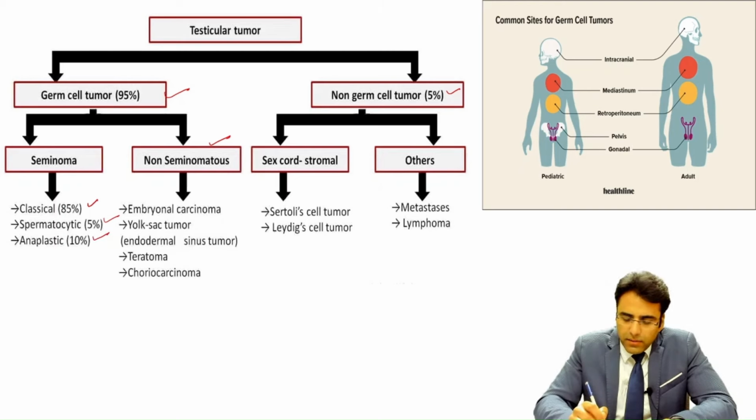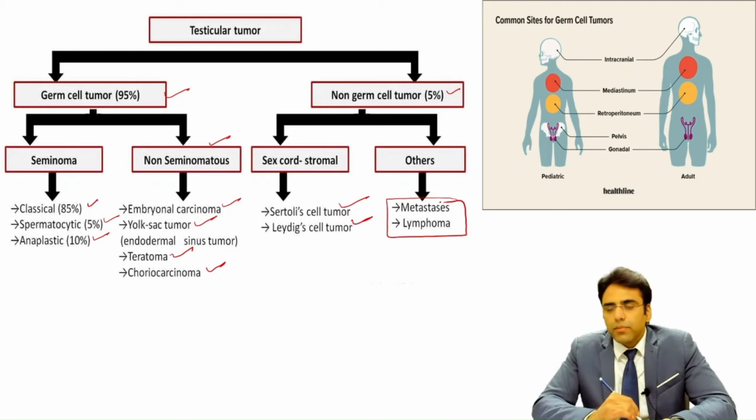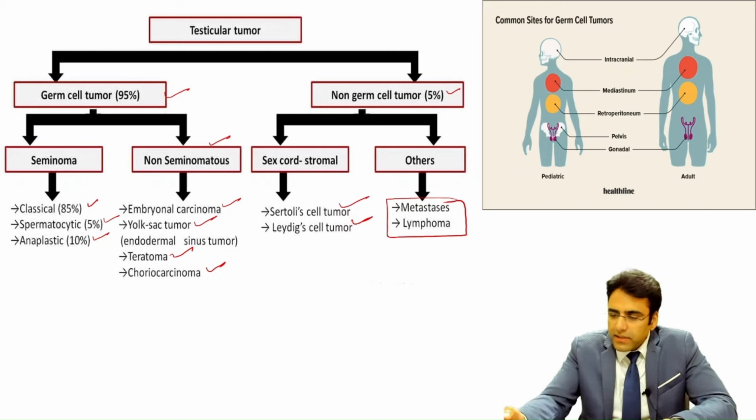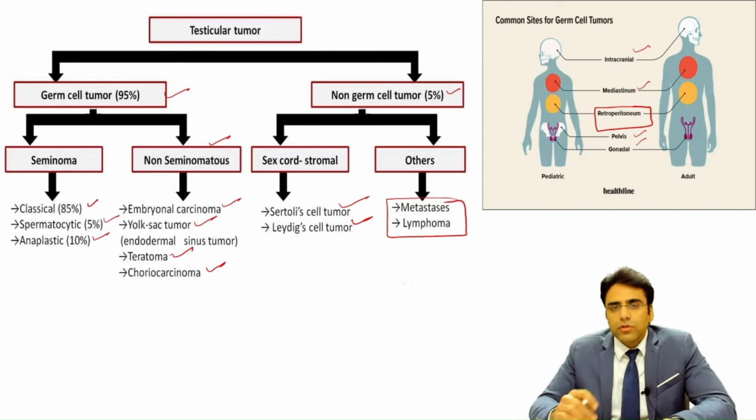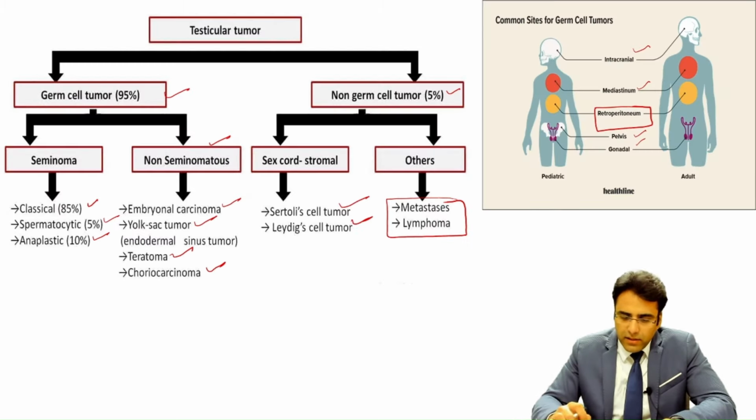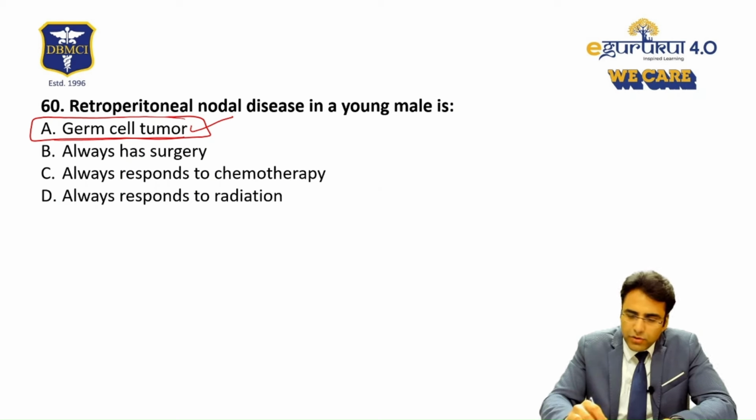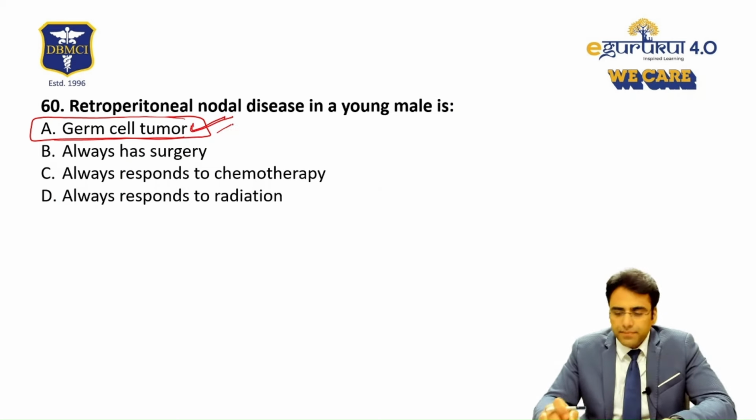Non-seminomatous germ cell tumors include embryonal carcinoma, yolk sac tumor, teratoma, and choriocarcinoma. Sex cord stromal tumors include Sertoli cell tumor and Leydig cell tumor. The other causes are metastasis and lymphoma. And I told you the most common site is the retroperitoneum. Other sites can be intracranial, mediastinal, pelvis, and gonadal, but the most common site is retroperitoneal. So the question is asking about retroperitoneal nodal disease in a young male, which is germ cell tumor. The correct answer is A.